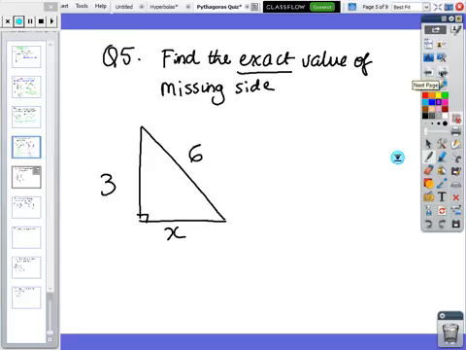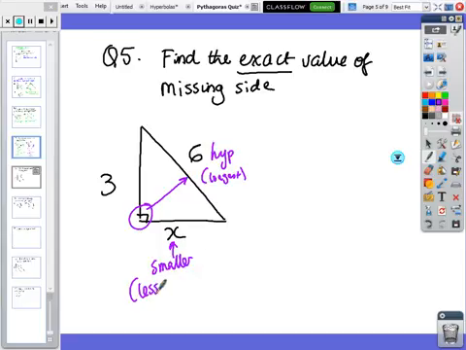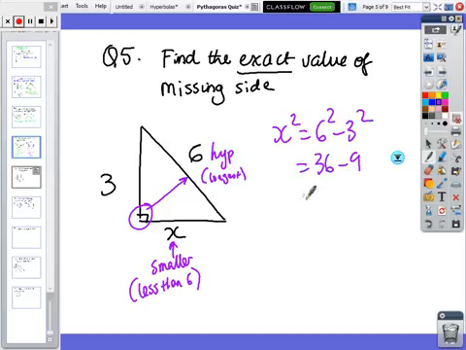Okay, so this time I want you to find the exact value. So no decimal places, so when you're ready, have a go and come back live. Okay, we've got the hypotenuse. The hypotenuse is the longest side, which means that the unknown is smaller, it can't be bigger, so it must be less than 6. So we have to subtract. So x squared equals 6 squared minus 3 squared, 36 minus 9 equals 27. So x equals the square root of 27, and that's the exact answer.